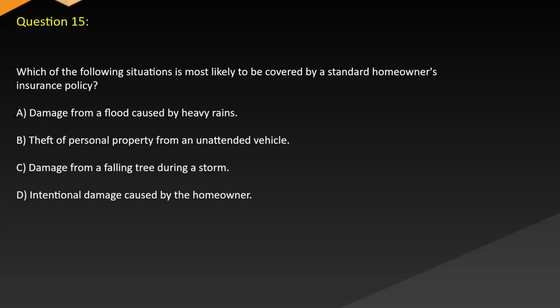Question 15. Which of the following situations is most likely to be covered by a standard homeowner's insurance policy? A. Damage from a flood caused by heavy rains. B. Theft of personal property from an unattended vehicle. C. Damage from a falling tree during a storm. D. Intentional damage caused by the homeowner.